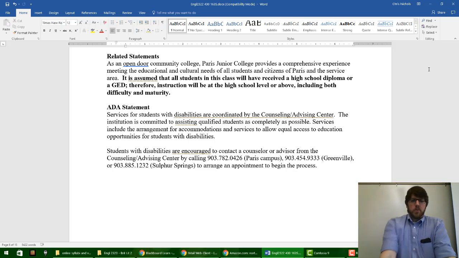ADA statement. Services for students with disabilities are coordinated by the Counseling and Advising Center. The institution is committed to assisting qualified students as completely as possible. Services include the arrangement for accommodations and services to allow equal access to education opportunities for students with disabilities. Students with disabilities are encouraged to contact a counselor or advisor from the Counseling and Advising Center by calling 903-454-9333 Greenville to begin the process, or arrange an appointment to begin the process anyway.